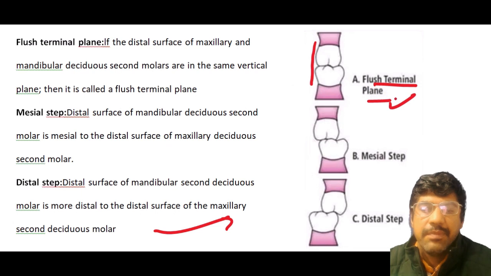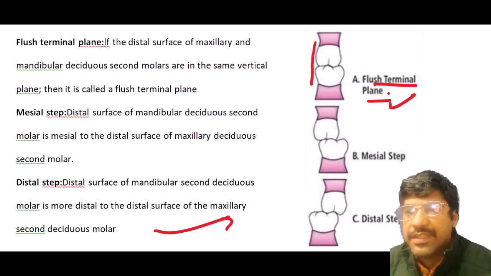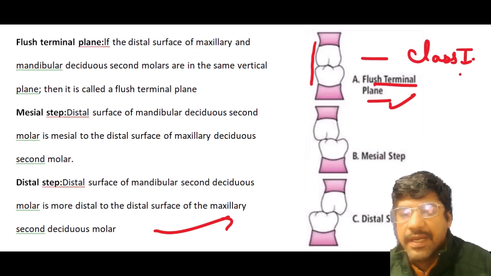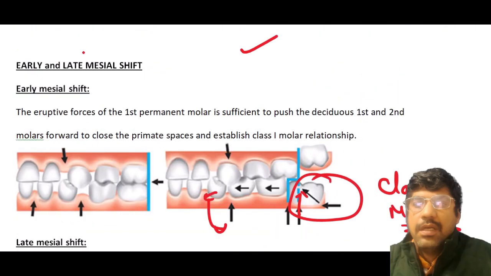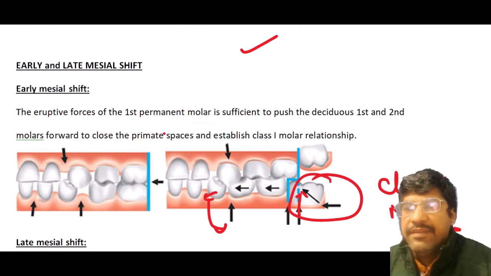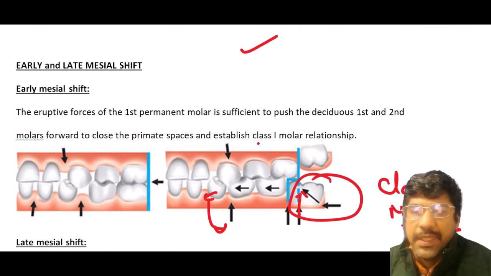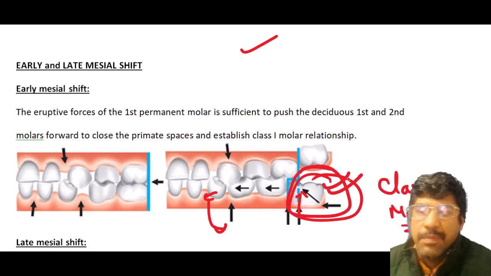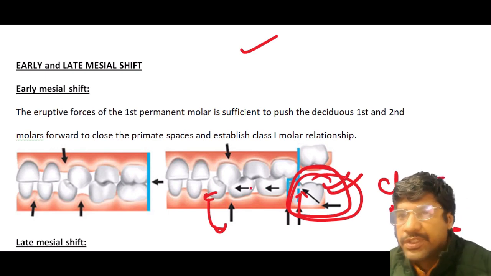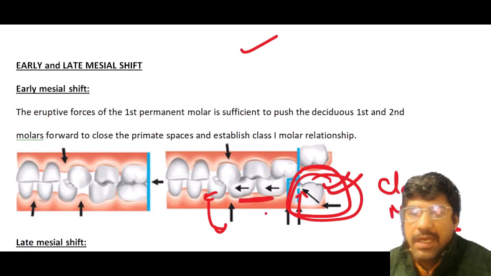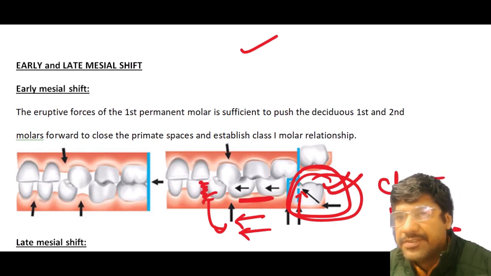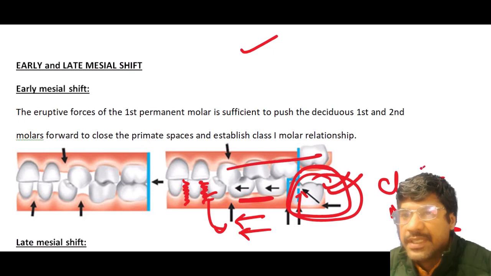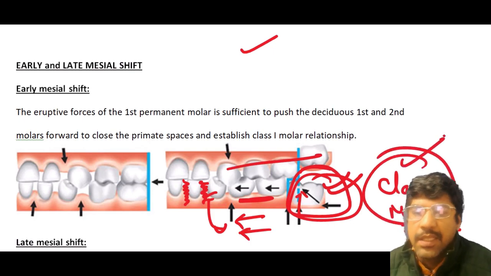The shift from the flush terminal to class 1 relation can occur in two ways: the early shift and the late shift. The early shift happens during the early mixed dentition period. The eruptive forces of the permanent first molar are sufficient to push the first and second deciduous molars forward in the arch, thereby closing the primate spaces and establishing a class 1 molar relation.